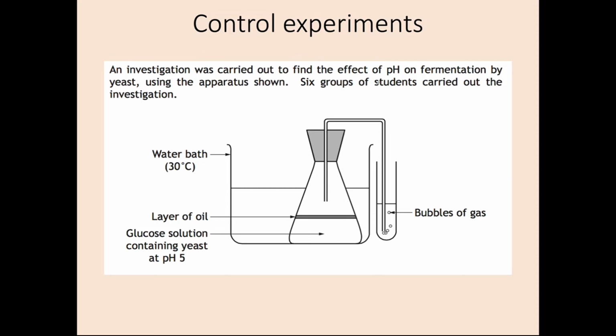For this next one, we've got an investigation carried out to find the effect of pH on fermentation in yeast. So we're changing the pH, we're measuring fermentation that happens in the yeast. So what would we change here to make this a control experiment? Well, what could we remove that would remove the thing that we're investigating? We're investigating fermentation in yeast, so removing the yeast would be a suitable control. Everything else the same, the exact same setup, but minus the yeast.